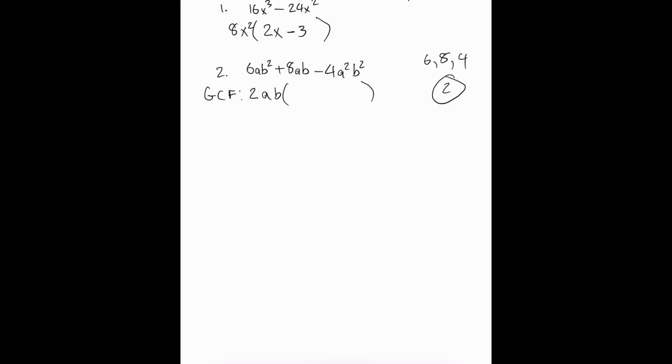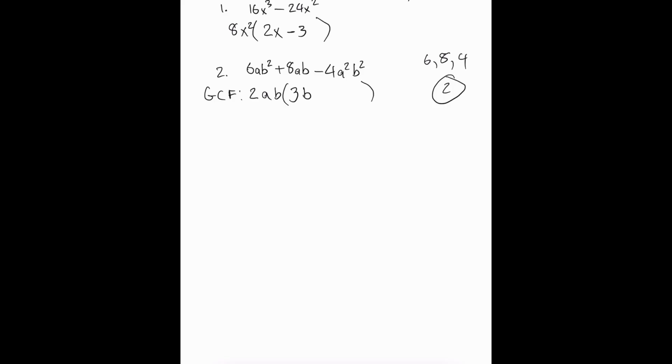So 2ab times what gives me 6ab squared? Well, 2 times 3, I know 2 times 3 is 6, so I'll write my 3 down. A times what gives me a? Well, a times 1, so I don't need to rewrite 1. I'll just leave it blank because it's implied. And b times what gives me b squared? Well, b times itself is b squared, so I'll put down a b.